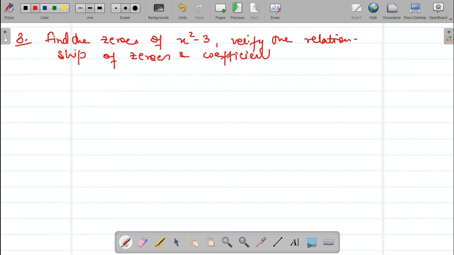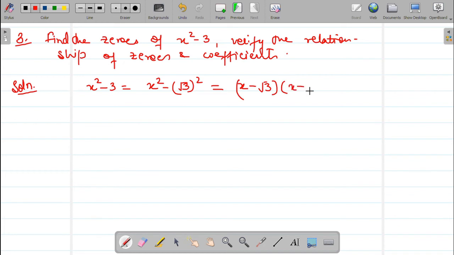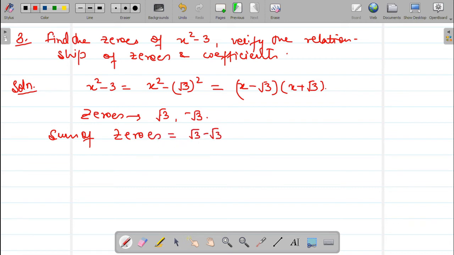So if I start again, x square minus 3 can be written as, it's simply a square minus b square identity if I want to use. So x square minus root 3 whole square. Now that will be x minus root 3 into x plus root 3. So my zeros are root 3 and minus root 3. My sum of zeros will be equal to root 3 minus root 3, which is 0.